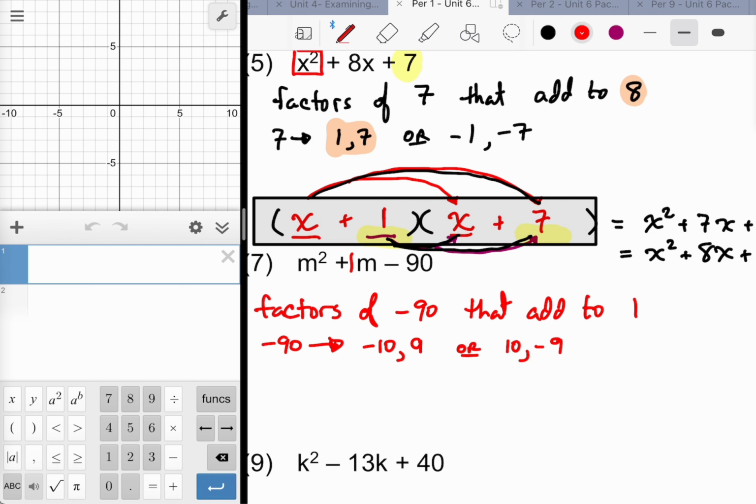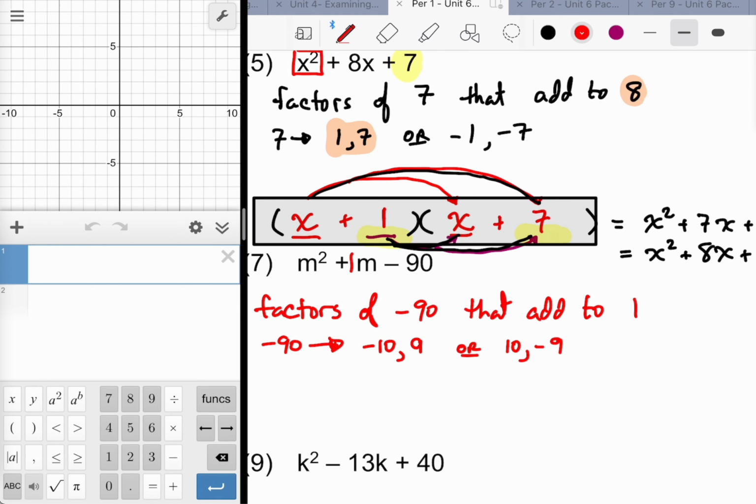All right. So I look at this pairing, or these possible pairings, and I say, all right, these two sets of numbers that I have here, if I add them, will I get a positive 1? Negative 10, positive 9. Well, if I add those two numbers, I'm going to get a negative 1. Positive 10, negative 9. If I add those two numbers, I will get a positive 1. So I have my winner.